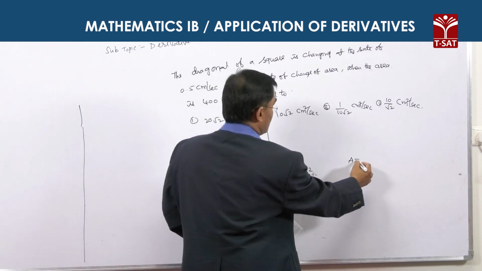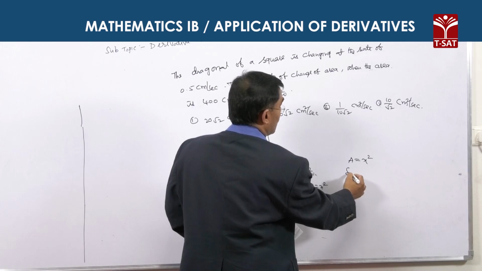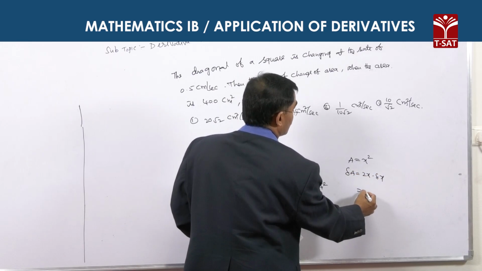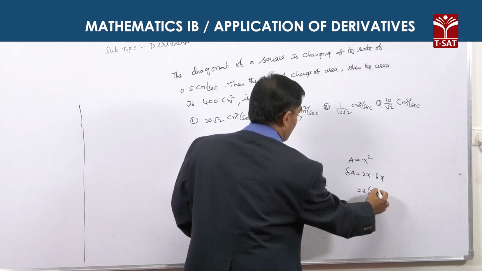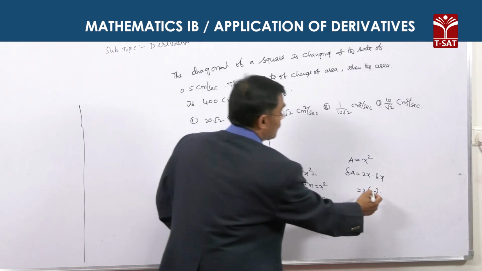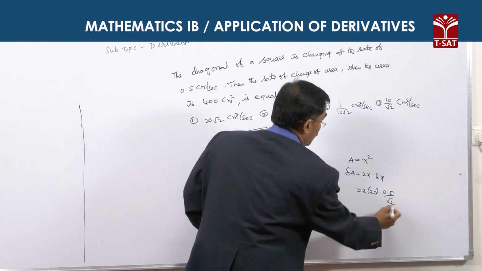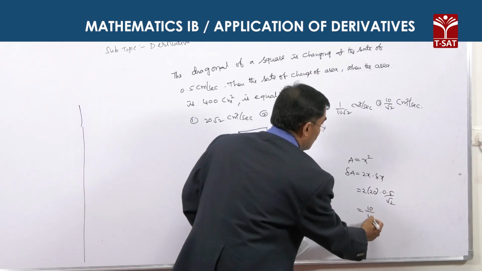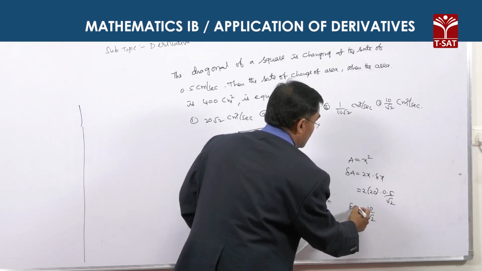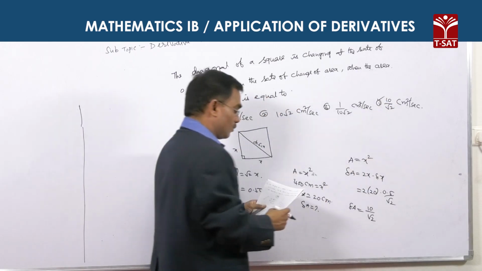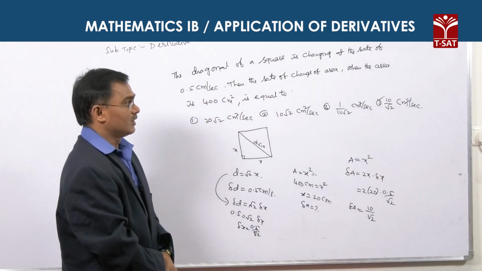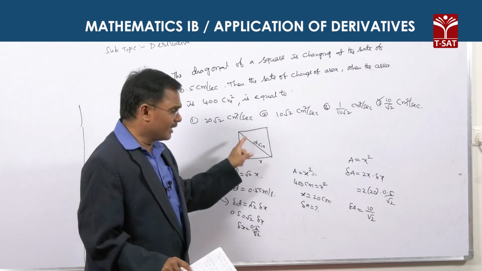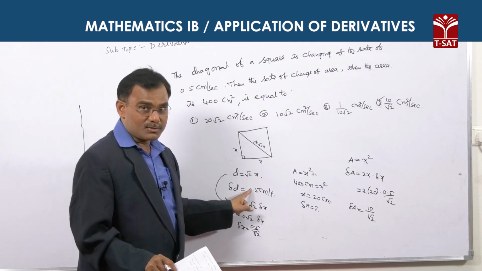Area of the square a is equal to x square, so the rate of the change in area is f dash x into delta x, which is 2 x into delta x. That is 20 into the rate of change of the side, 0.5 by root 2. Simplifying this, we get 10 by root 2. The rate of the change in area is 10 by root 2 centimeter square per second. The rate of the change in diagonal is given, delta d is equal to 0.5.